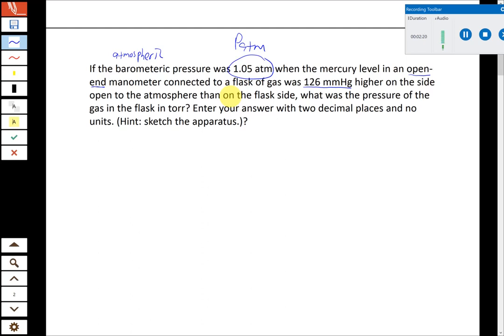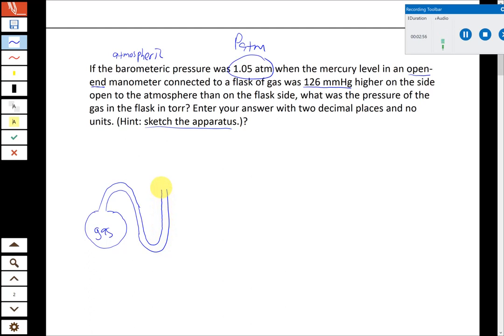So what's helpful to do, and as I think we give you the hint here, is to sketch the apparatus to figure out what do we do with these different numbers that we have. So in an open-end manometer, and you guys know that my artistic skills are mediocre at best, so I'll try my best to draw one here. You have a flask of a gas, and then it's going to be connected to sort of a U-shaped tube. So you're going to have sort of this shape going on. So it's all glass, but that's not the important part.